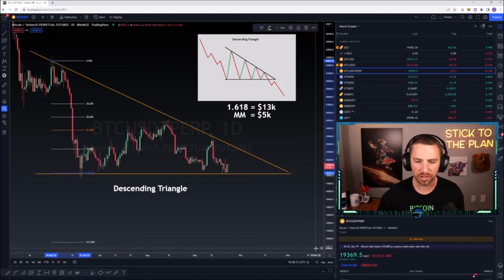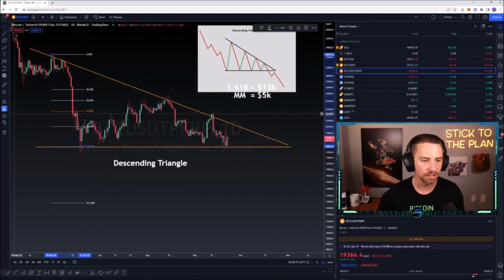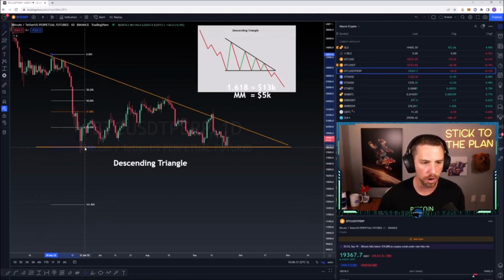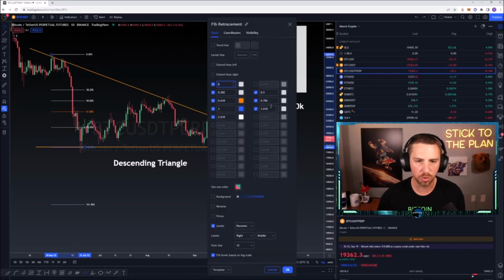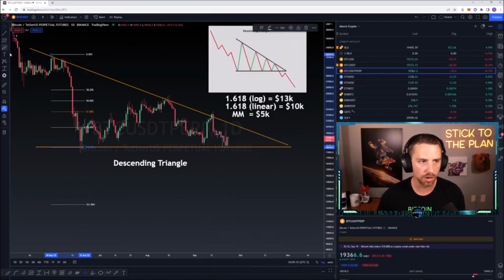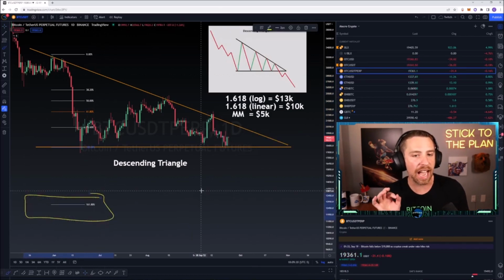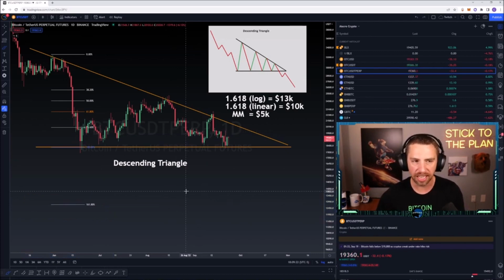If you measure, I do the 1618 on log typically, but I'll show you both. If we look at the 1618 extension, which is a fib retracement tool, if we use the fib retracement tool and turn on the 1618 extension, which is one of my favorite things to do, then you can look at one of the identified levels for where a move might take us.